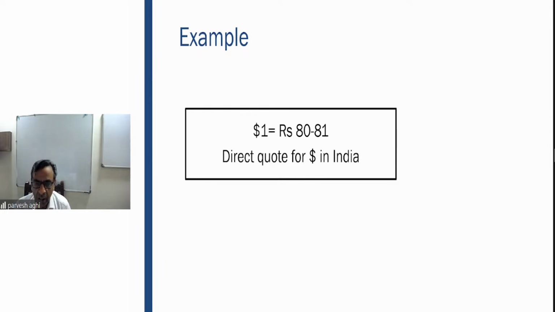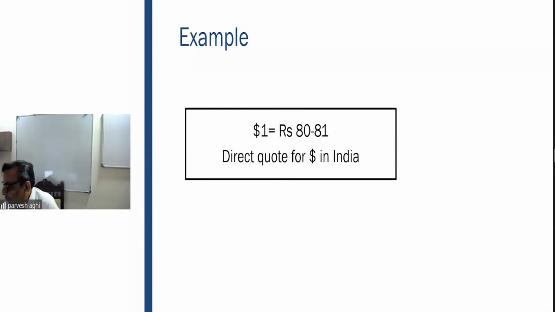Similarly, 80 is your selling rate and it becomes a bid rate for the dealer. So if you are an exporter and you have got dollars with you, the bank is going to give you only 80 rupees and not 81. But if you need dollars to go abroad or import some things, you have to pay 81. So I think that covers them.